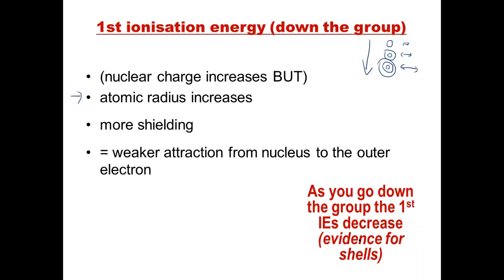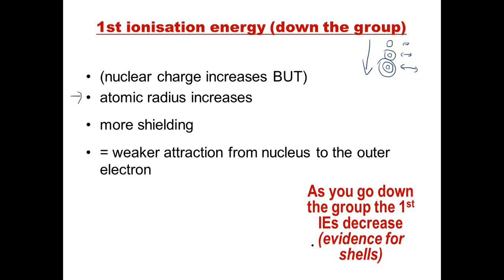Now, this is evidence for shells, because we know that electrons are on shells, some main energy levels. We're using here the GCSE model that you know from GCSEs. So that fact explains why the ionization energy decreases as you go down the group. So this is evidence for shells. You need to be able to recall this information and this reasoning to explain.